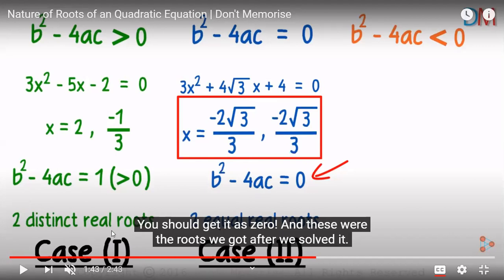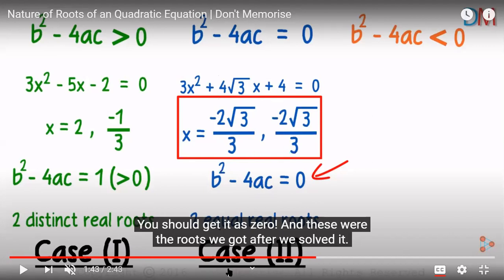If b square minus 4ac is greater than 0, the number of roots is 2 and they are two distinct real roots. This means the two values are different: x equals 2 and minus 1 upon 3, both are different values. But if b square minus 4ac equals 0, both roots are the same, x contains the same value, or the equation is a perfect square.